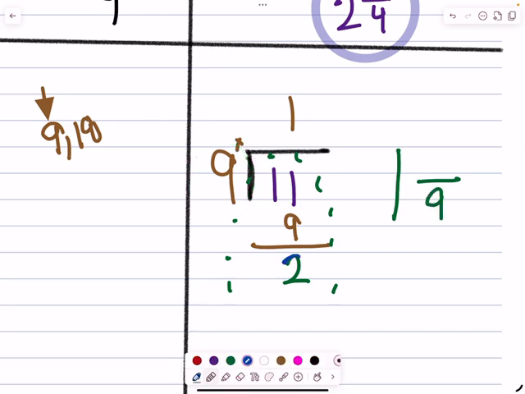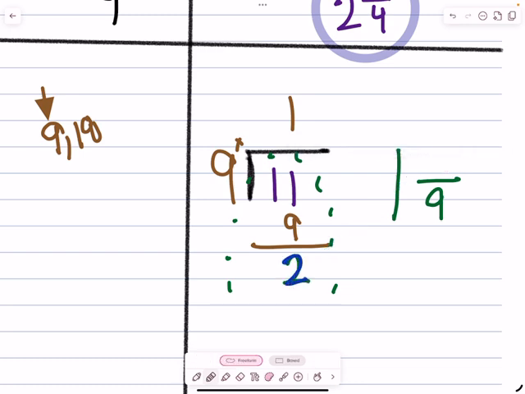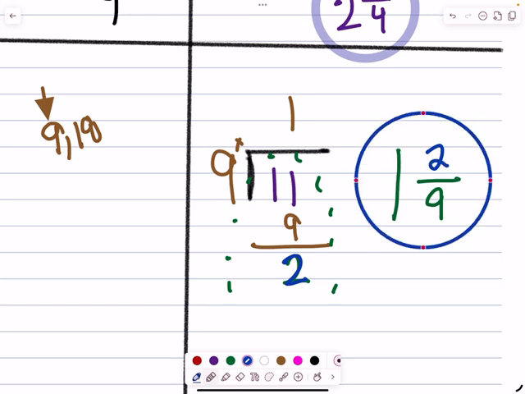And the little lost boy that freaks out all the time. You go up here, little dude. Come on, follow the little line. You can do it. Okay. Boom. Oh my gosh. And that is 2. So the answer is 1 and 2/9.